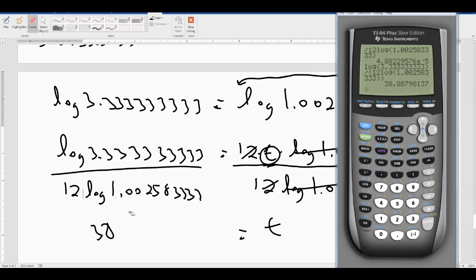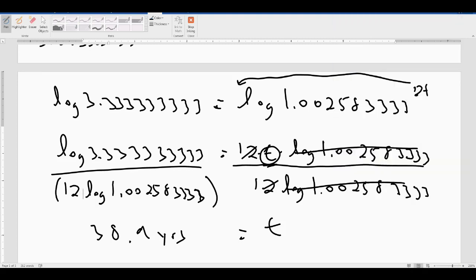38 point, let's just call it 9 years. That sounds way, way better. So I typed it in wrong. I should have put all of this in parentheses. Got that? That's what we got with the scientific.